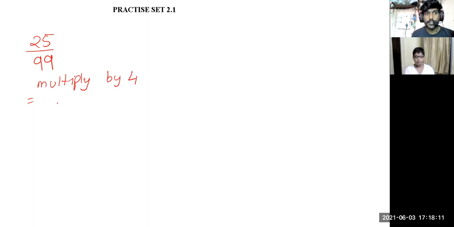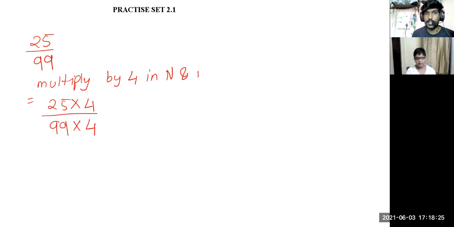So to make the numerator 100, with what number to multiply? Multiply by 4, correct. So I'll write here multiplying by 4. Now, if you are multiplying 4 in the numerator, the same thing has to be done in the denominator, correct. So multiplying by 4 in the numerator and denominator. 25 into 4 is 100.